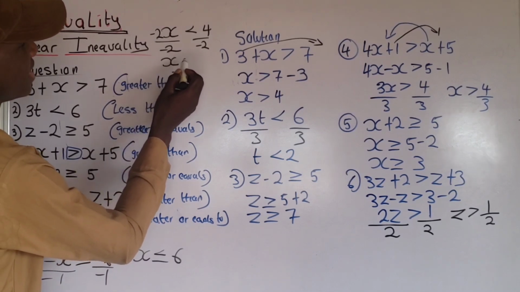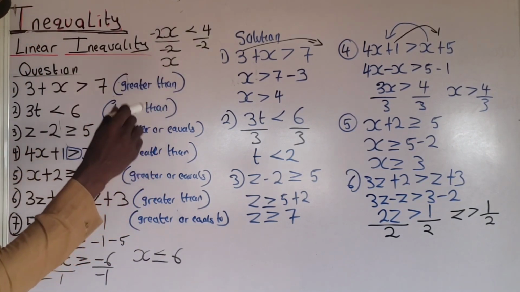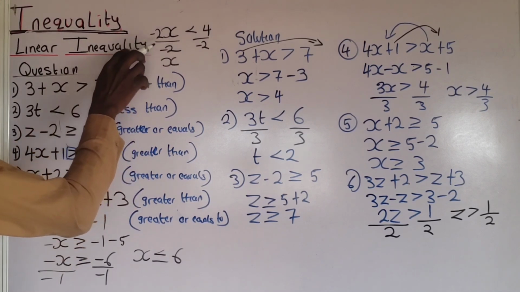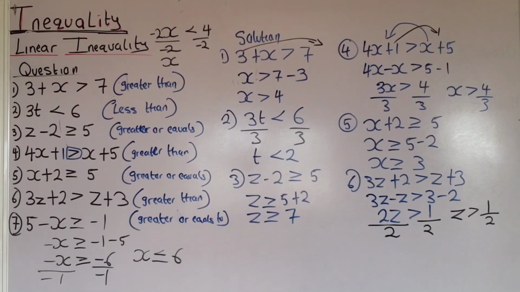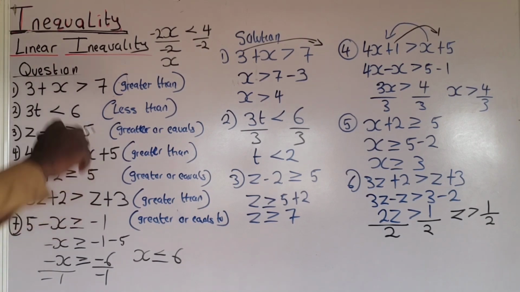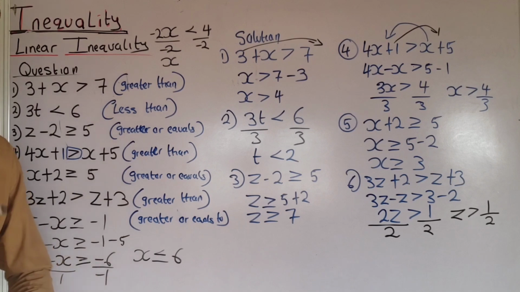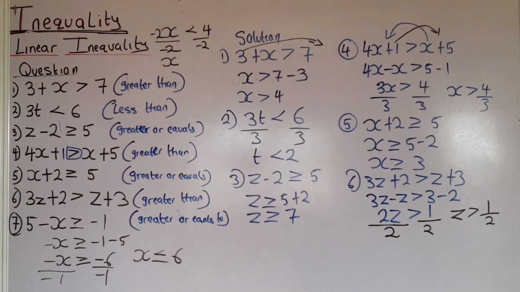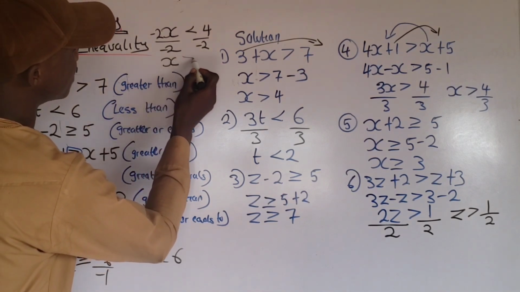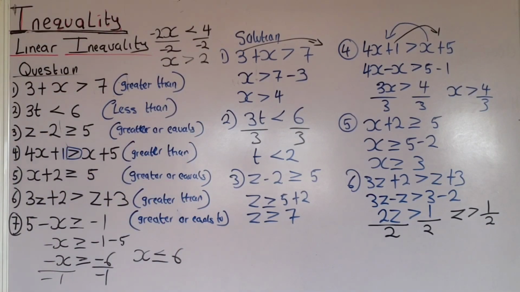So I'm going to have x is, because the sign is less than before, going to change to greater than, because I'm now dividing by negative 2, and negative 2 is a negative number. You understand? If the sign is greater than before, it is going to change to less than. If the sign is less than before, it is going to change to greater than. If the sign is less than or equals to, it changes to greater than or equals to. If the sign is greater than or equals to, as in this case, it changes to less than or equals to, whenever you are dividing an inequality equation by a negative number. So here I'm going to have x is greater than 2. You understand? So that is the simple analogy behind this concept.